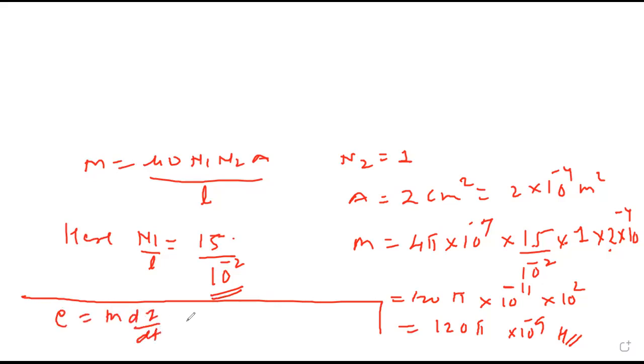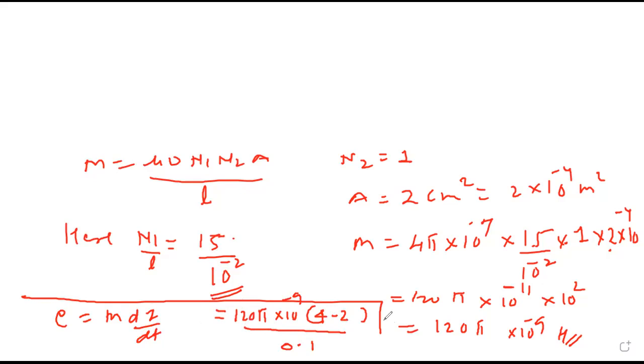Now E is M di upon dt in the secondary coil. Hello? This we got 120 pi into 10 raised to minus 9. How much is the current changing, from where to where? It changed between 4 and 2, na? 4 minus 2, in time 0.1 second. Okay, copy this much. Then we will simplify it.